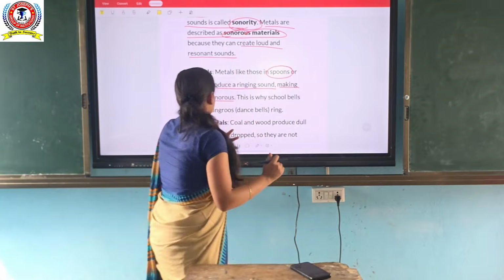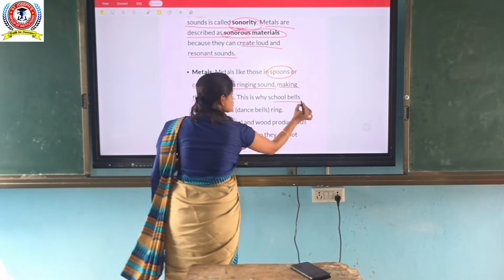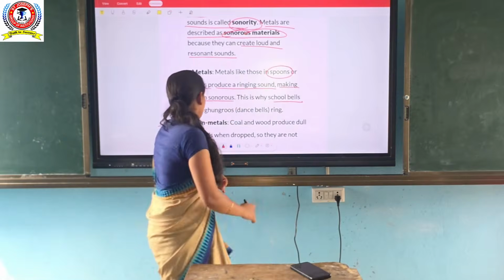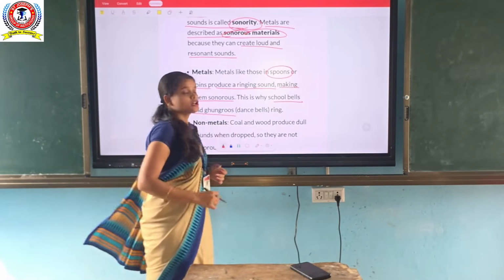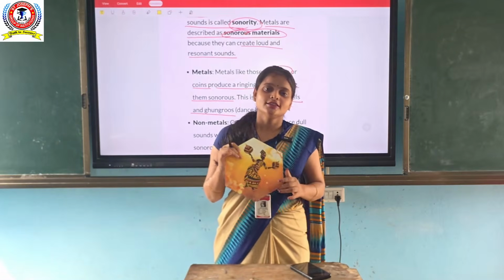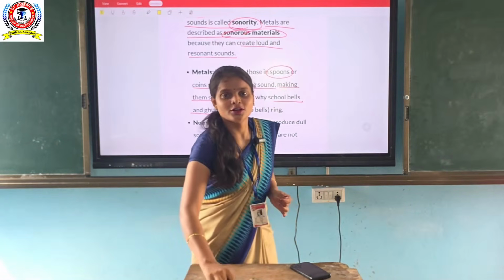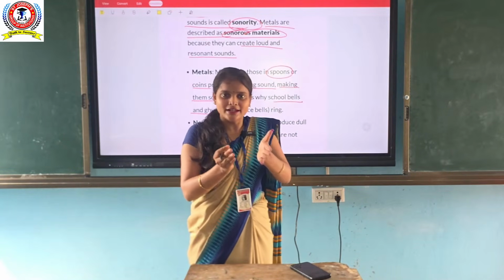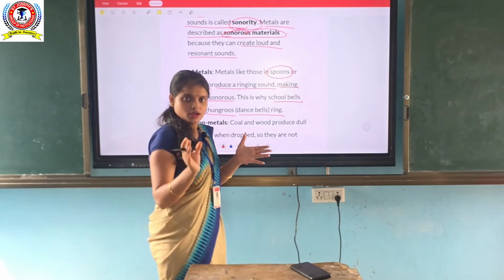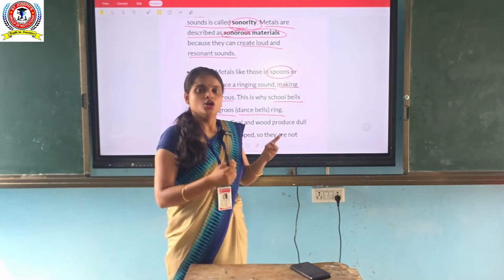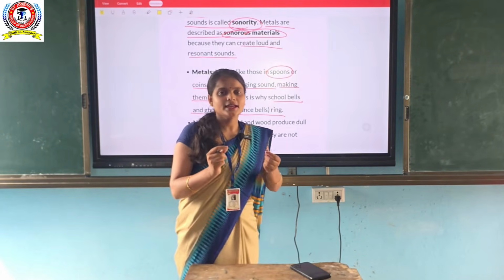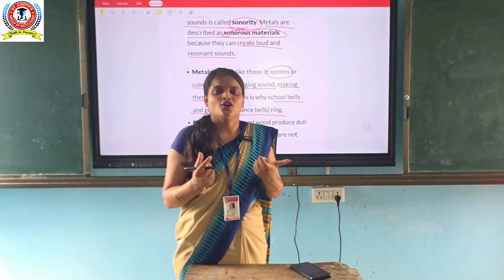Just remember, for example, your school bell and ghungroos, which the classical dancer uses to perform their dance. They produce a loud sound. Your school bell and ghungroos are made of metal, so that they can create a large or loud sound.